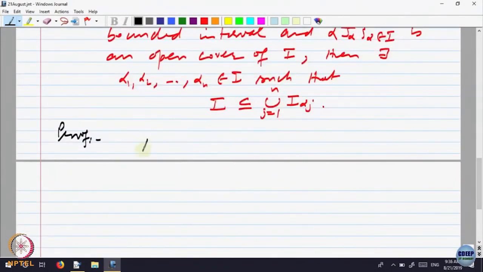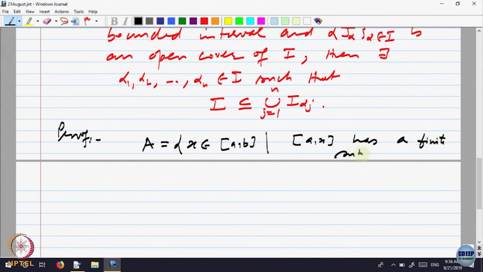The idea was that let us look at the set A of all x belonging to [a, b] such that the interval [a, x] has a finite subcover. We are trying to show that the interval I has that property. Let I be a closed bounded interval, let us say [a, b]. Then look at all the points x in [a, b] such that the interval [a, x] has a finite subcover. The idea is to show that [a, b] has a finite subcover.